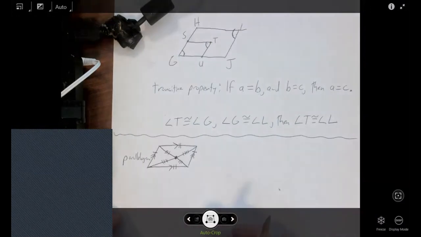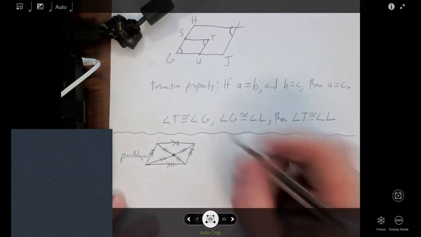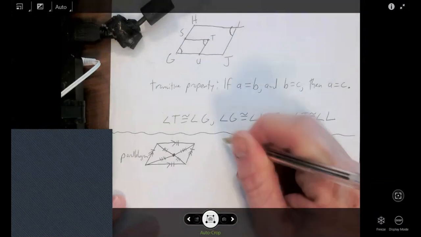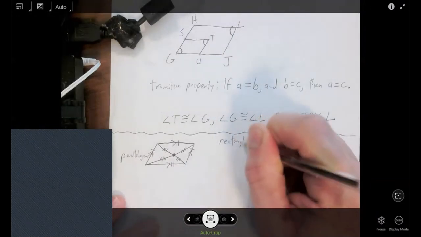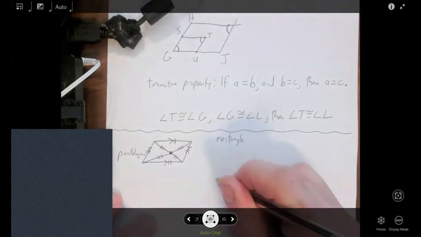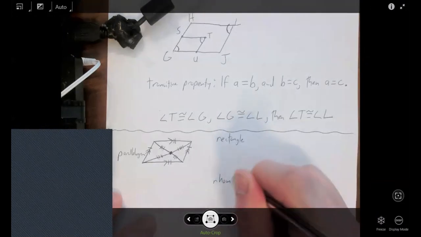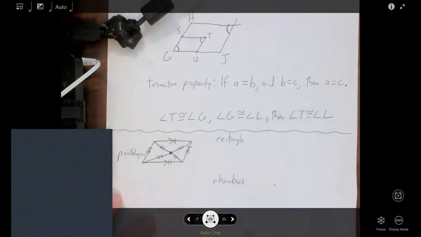So the next activity was asking you to find important features of rectangles, rhombi, which is the plural form of rhombus, and squares. So what do you need to do to take a parallelogram and make it a rectangle?